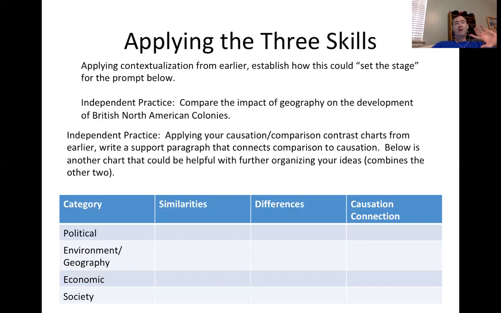Now, you can't completely ignore the effects of geography. But if you were to make an argument, let's say, that political ideology had a dramatic effect on development, or even society, the way that people settled in different groups, that is an argument, guys, that is waiting to have complexity literally ringing all over it.